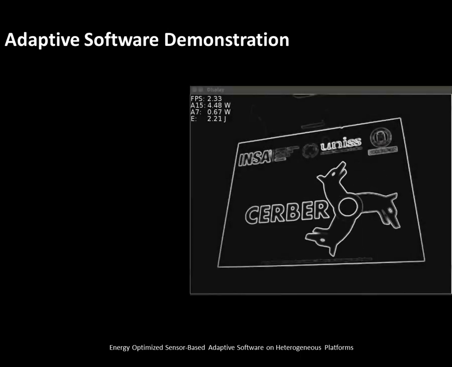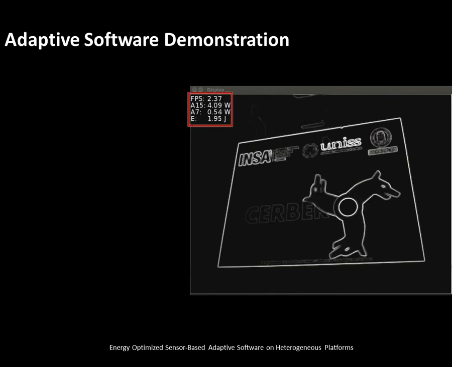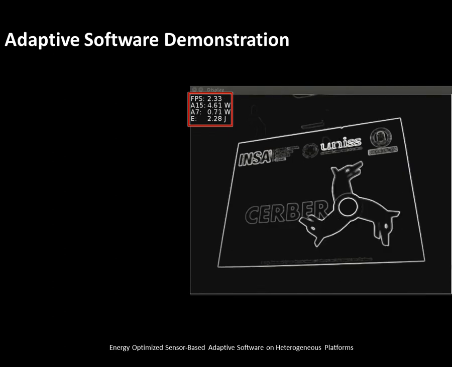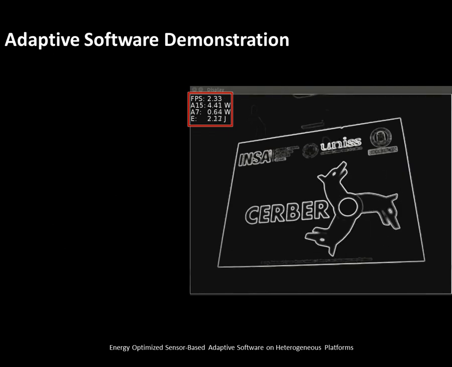We are now seeing the output image generated by the adaptive software. On the top left corner, the number of frames processed per second, the power consumption of the A15 and A7 cores, and the energy consumed for the processing of each frame are displayed. At the moment, only the Y component of the input image is being processed.